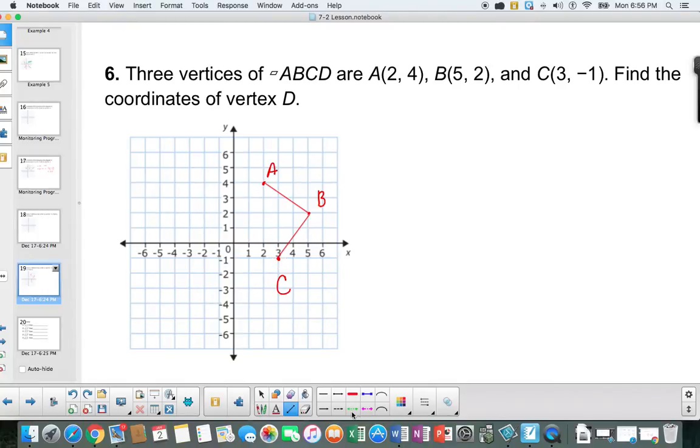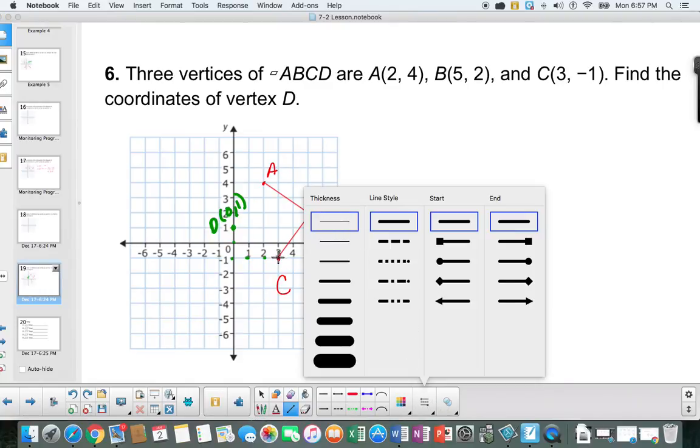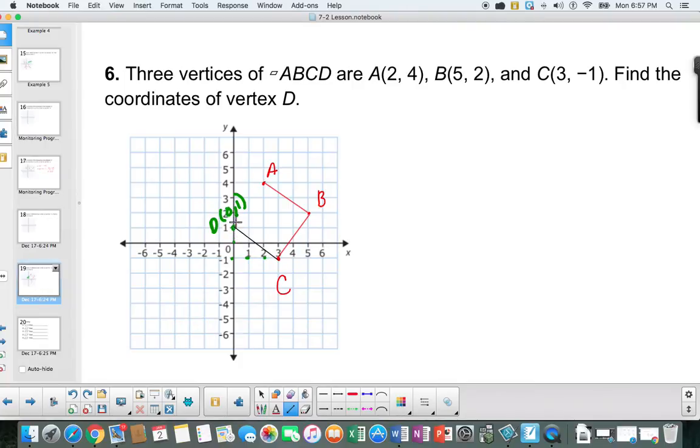and that's what I want to do over here. I'm going to go 3 units to the left and then 2 units up, and this will be my point D, and point D is 0, 1. And that'll give me a parallelogram. And there we go.